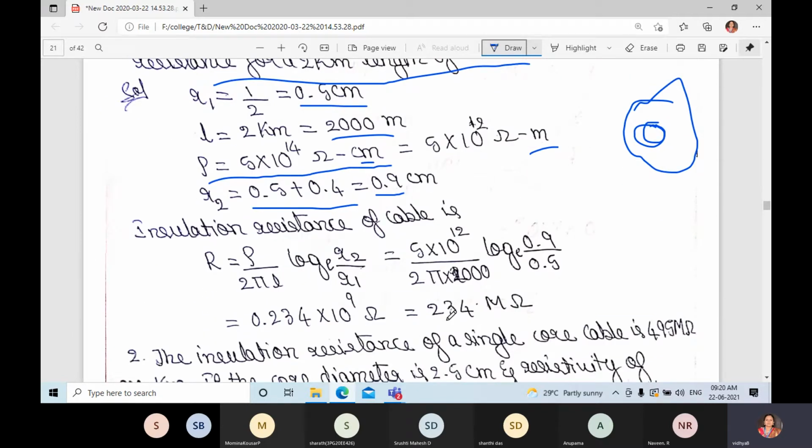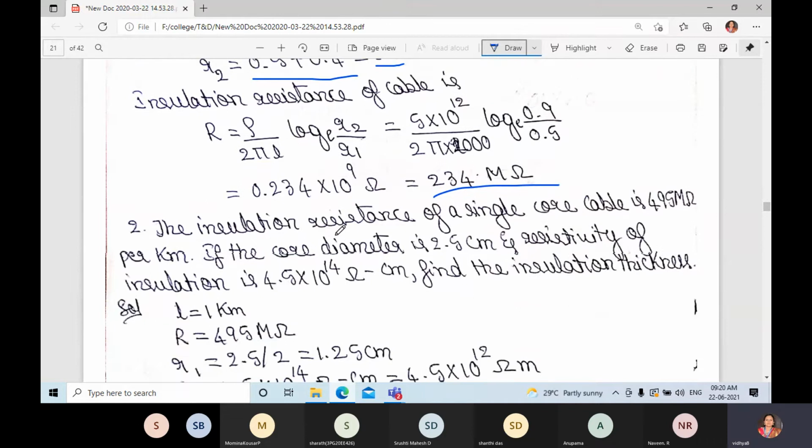R2 is equal to 0.9 centimeter. The insulation resistance of a cable, capital R, is equal to rho divided by 2 pi L, log e R2 divided by R1. So we know the value, right? We know the value of rho and we know the value of L and also R2, R1. Substitute, you will get 234 mega ohm.